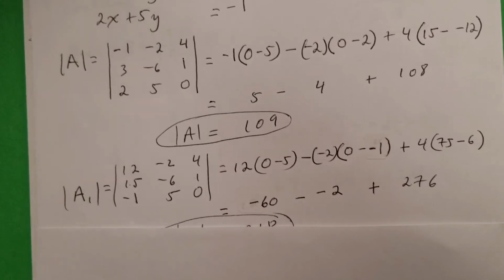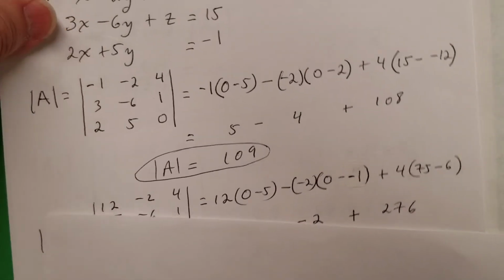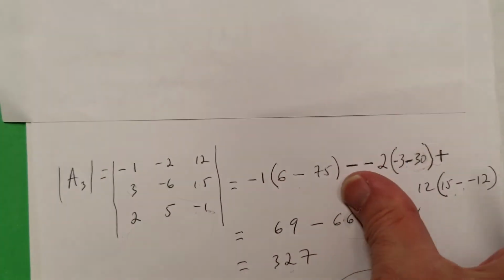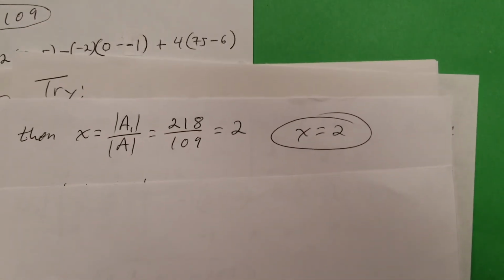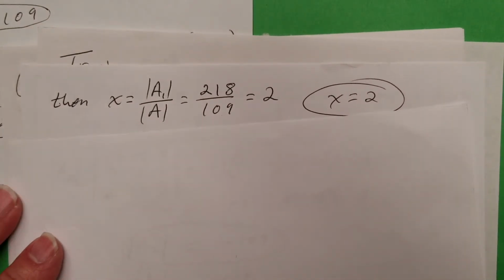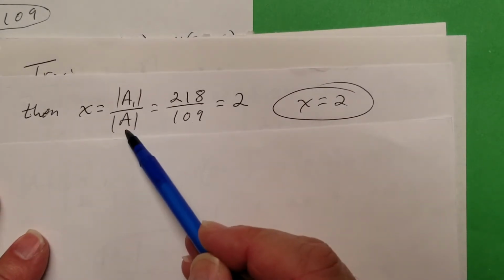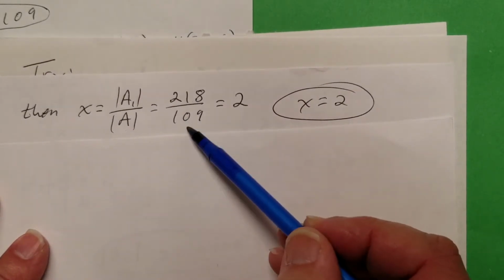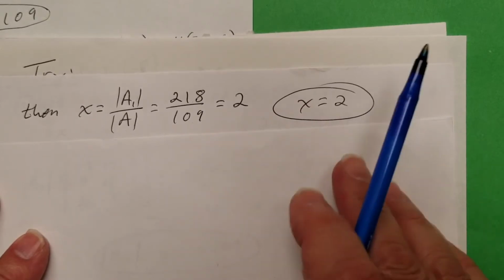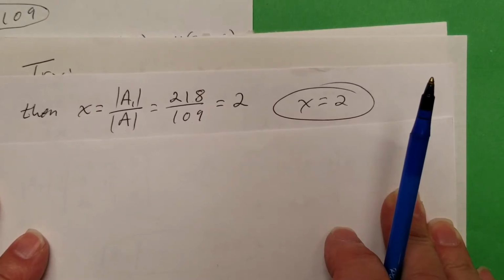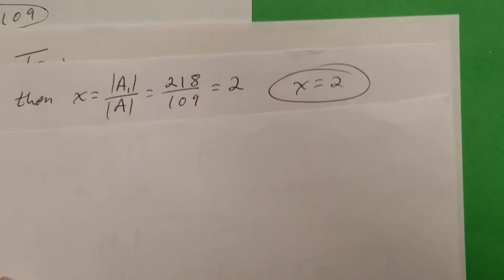Okay? Let's do A2 now. Oh, before I do A2, let me get X, because now I have all the information I need for X, right? So the first variable is equal to the determinant of A1 over the determinant of A, which happens to be 218 over 109, which is 2, so I got X equals 2. Now, to find Y, the second variable, we need the determinant of A2.